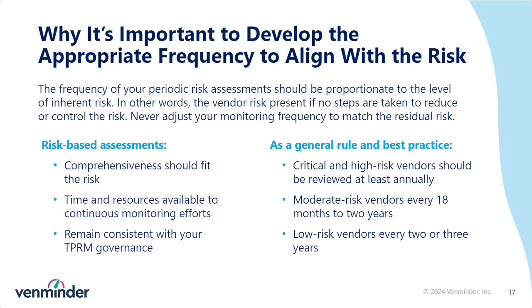A lot stated in that, but as a general rule and best practice, critical and high-risk vendors should be reviewed at least annually, some more than annually, but at least annually. Moderate risk vendors, you can go to every 18 months to 2 years, and low risk vendors every 2 or 3 years. So with that, that brings us to our next poll question.